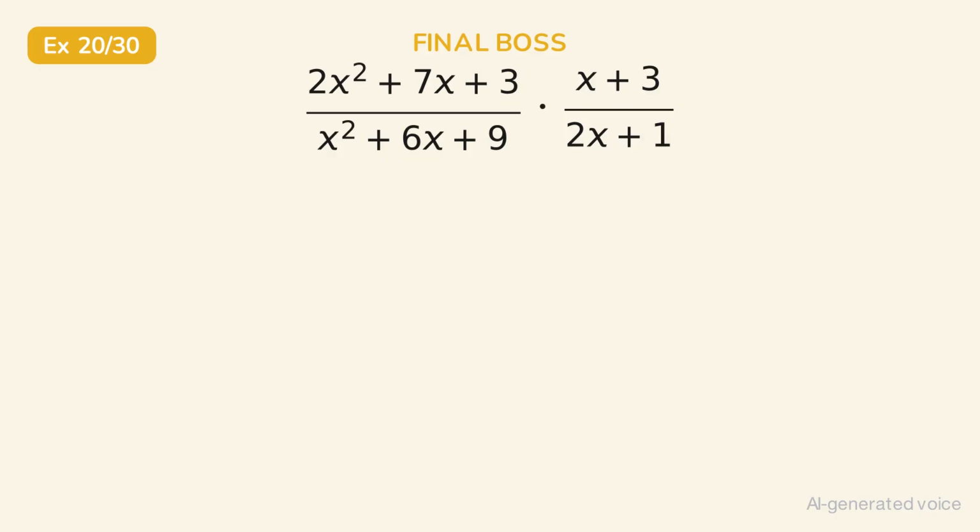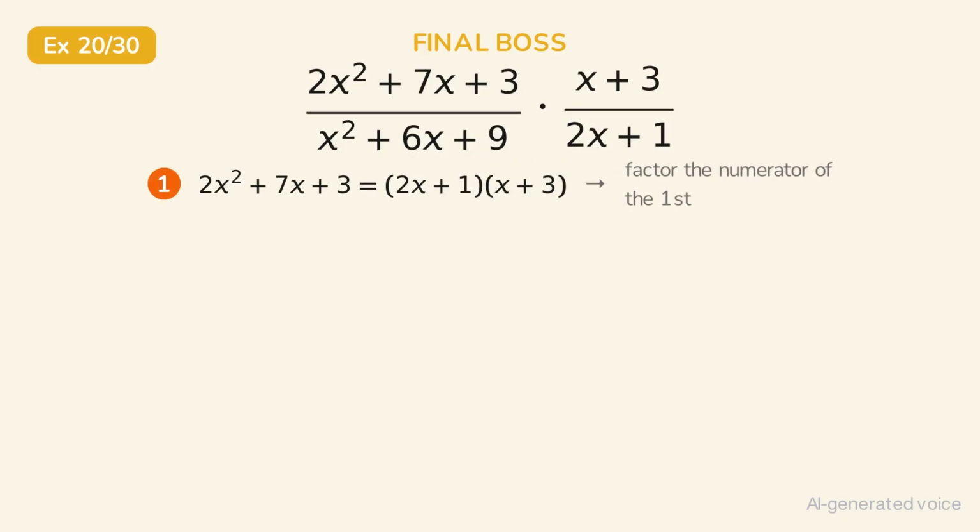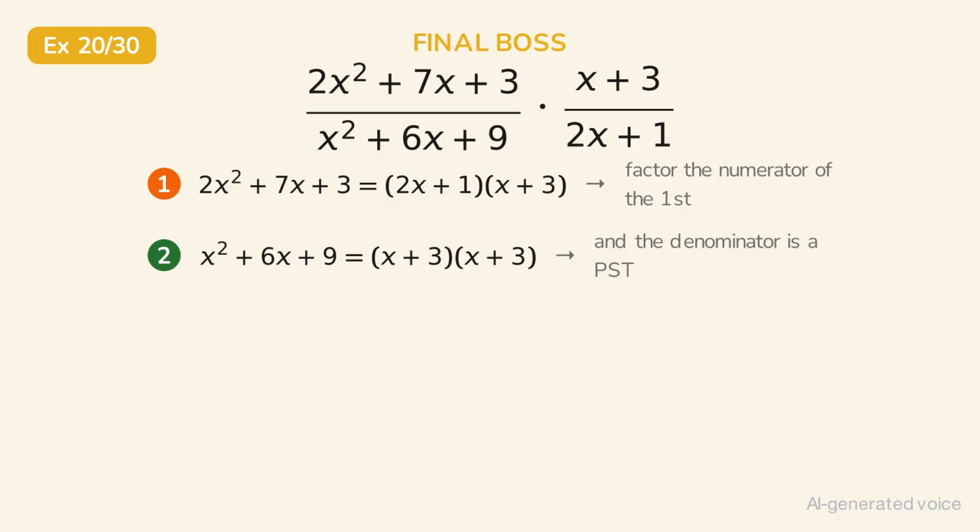(2x² + 7x + 3)/(x² + 6x + 9) times (x + 3)/(2x + 1). Let's breathe. The strategy is to factor absolutely everything and then cancel. The numerator of the first, 2x² + 7x + 3, factors as (2x + 1)(x + 3). And the denominator, x² + 6x + 9, is a perfect square, (x + 3)(x + 3).